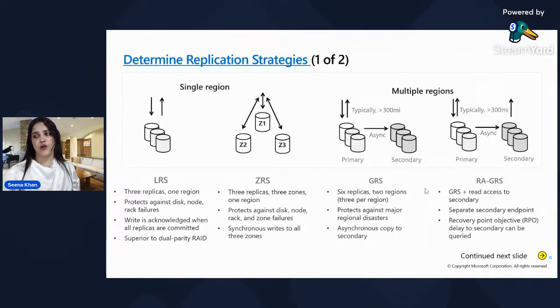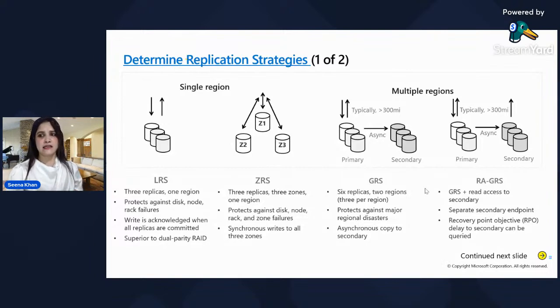The first one is locally redundant storage. Locally redundant storage is the lowest cost replication option, and it offers the least durability compared to other strategies. If a data center level disaster occurs, such as a fire, flooding, or any natural calamity, all replicas might be lost or unrecoverable. So this is the limitation of LRS. It has three replicas in one region, so it protects against disk, node, or rack failures.